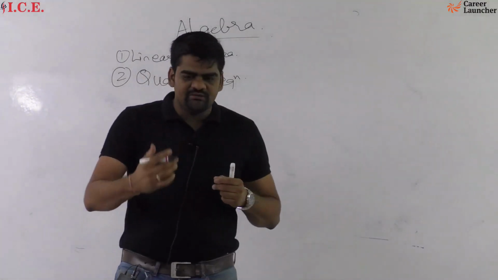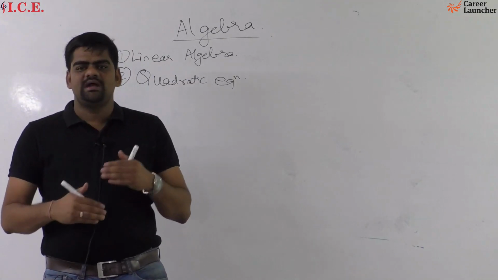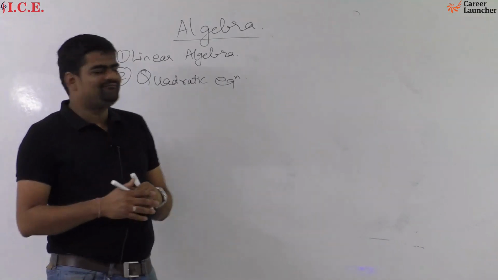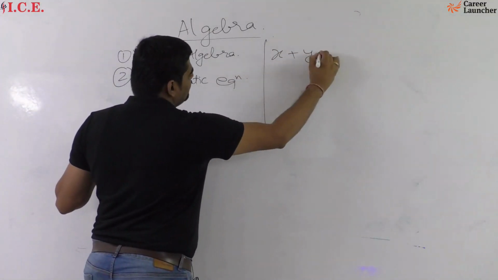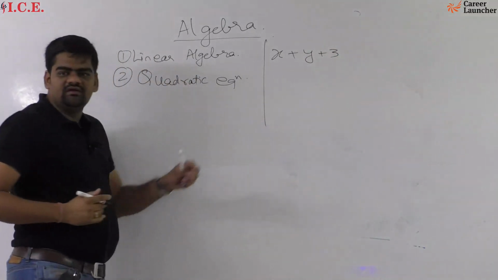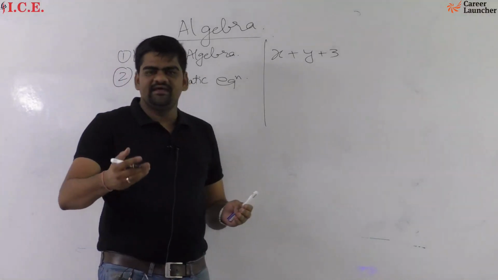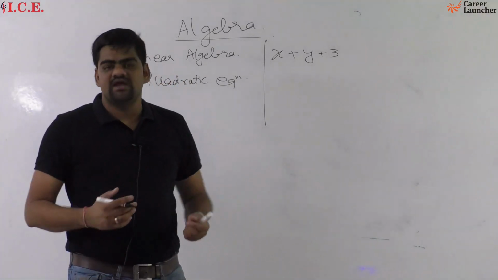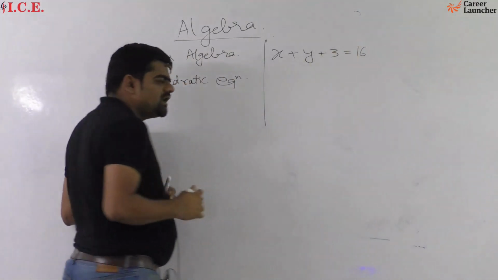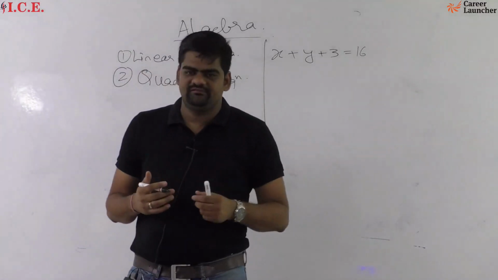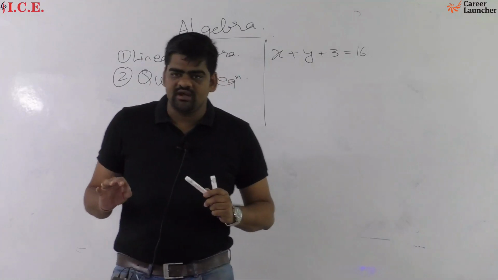Now I assume that my audience is mature enough to understand what is an equation and what is an expression, right? For example, if I say x plus y plus 3, is it an equation or an expression? Obviously an expression, because there is no equal to sign here. So when I say x plus y plus 3 is equal to, let's say, 16, now it becomes an equation. Yes. So whenever there is an equal to sign, only then it is an equation, otherwise it is not an equation, right? If you want to write down, you can.